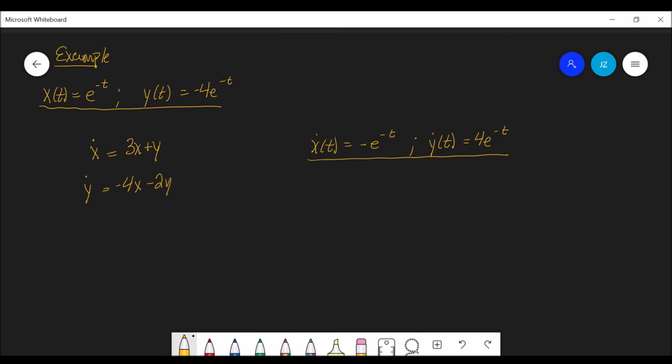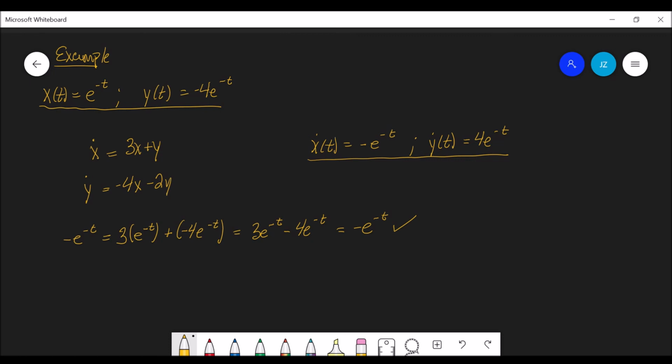So x dot is negative e to the negative t. This must equal 3 times x, which is e to the negative t, plus y, which is negative 4e to the negative t. So what do we get? We get 3e to the negative t minus 4e to the negative t. This is indeed negative e to the negative t. So this first equation in the system has been satisfied.